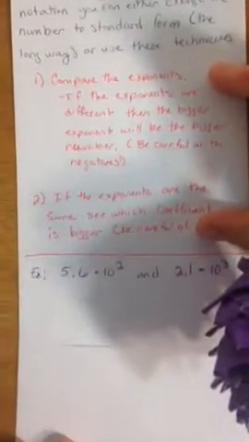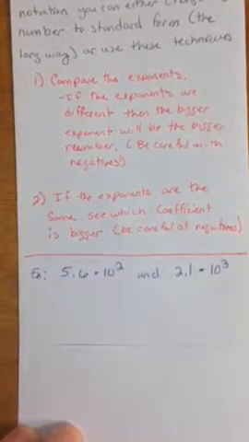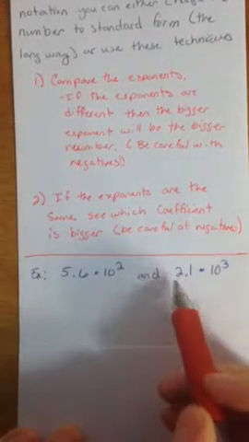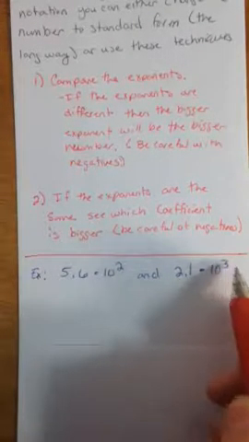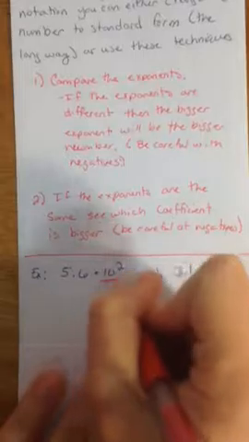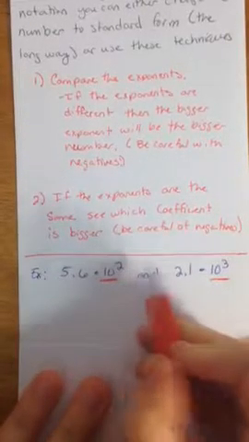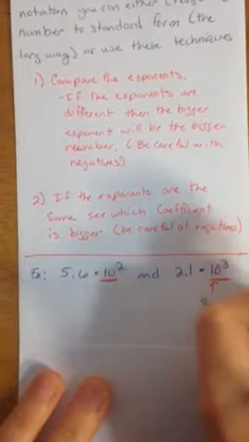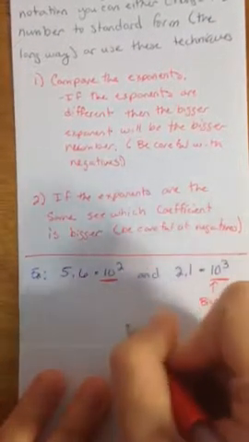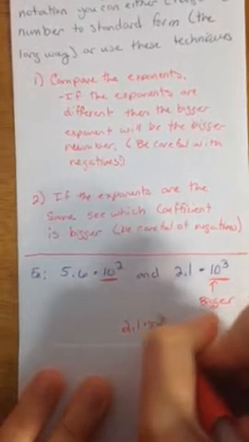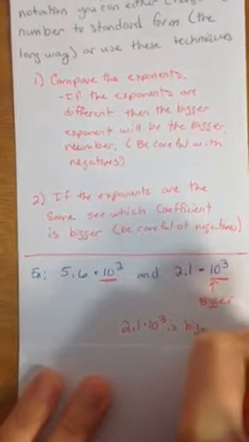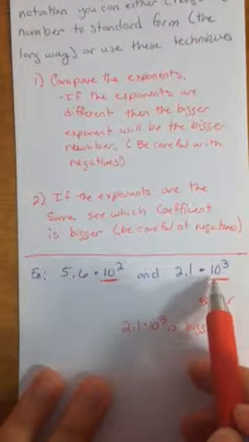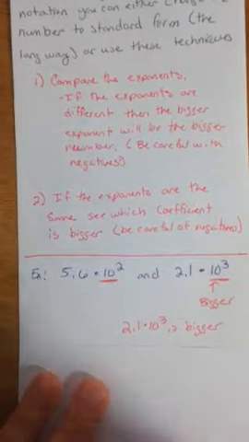So our first example here is 5.6 times 10 squared and 2.1 times 10 cubed. I see my exponent powers here are different, so I have 10 squared and 10 cubed. And I know that 10 cubed is bigger. So therefore I know that 2.1 times 10 to the 3 is bigger. If they're different exponents, you just look at the bigger exponent. That number is bigger.